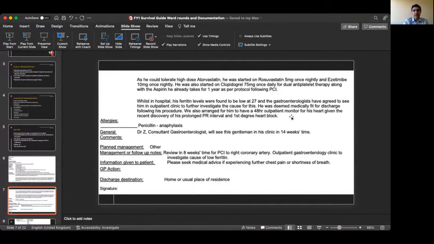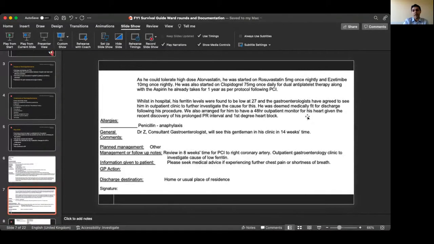And then I talk about any relevant things that have happened to this patient whilst they were in hospital. Whilst in hospital, it was discovered that this patient had a low ferritin at 27. So I mentioned the blood test results, and I say we've discussed with the gastroenterologist who've agreed to see this patient in an outpatient setting. This lets the GP know that this patient's low ferritin will be followed up by the gastro team, and they'll decide on a treatment plan for it.